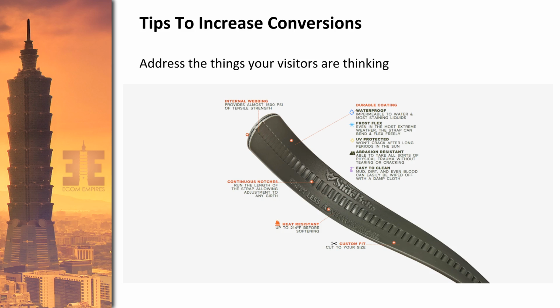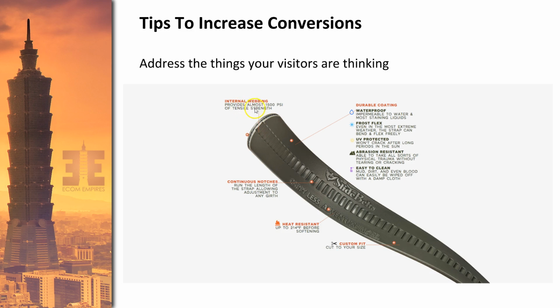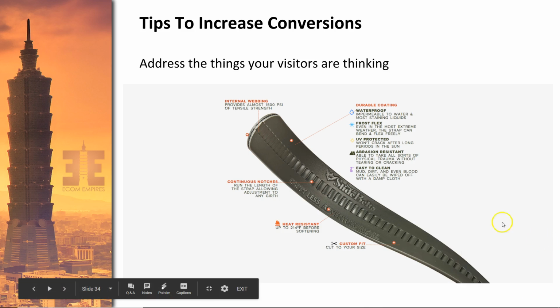Address the things your visitors are thinking, okay? Depending on the complexity of your product, you want to be able to address what they might be thinking about when trying to look at this. So with this slide belts, they address some of this stuff here in this easy to look at diagram. Internal webbing that provides a certain amount of strength, frost flex, waterproof, abrasion resistant, easy to clean, right? They're already thinking about what the person might be considering, what kind of objections they might have, or what might be the important factors they're looking for in this type of high performance belt. Okay, so if you have that type of product, you want to be able to address those types of things automatically.